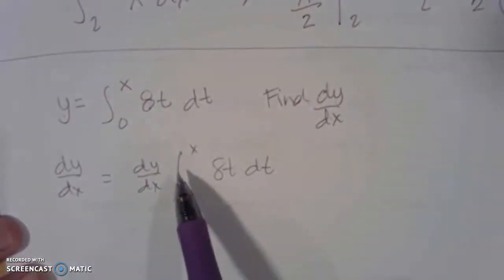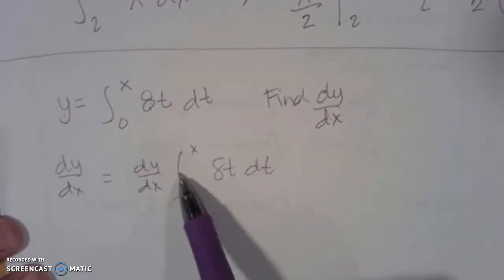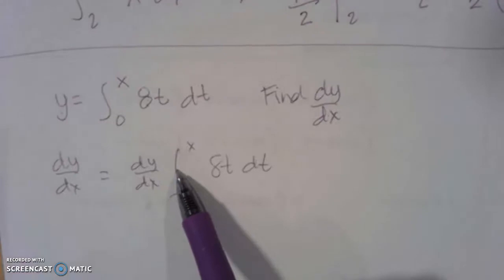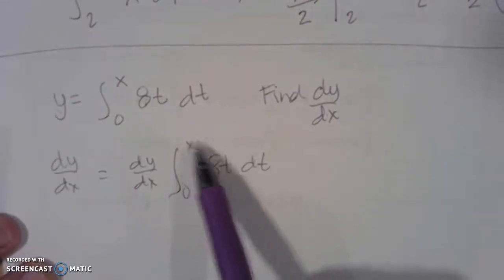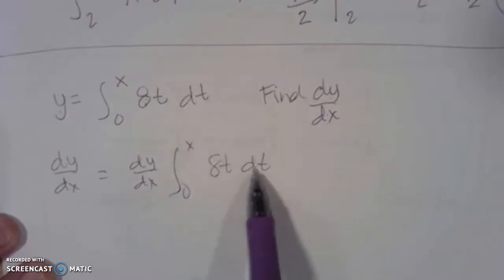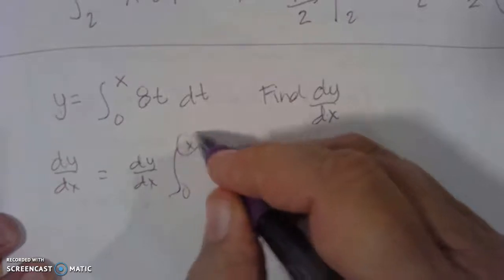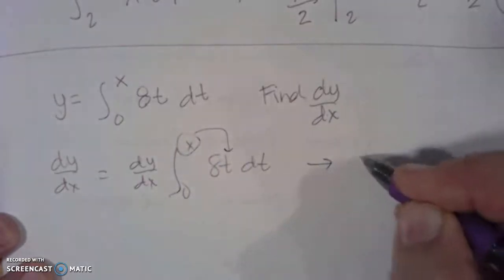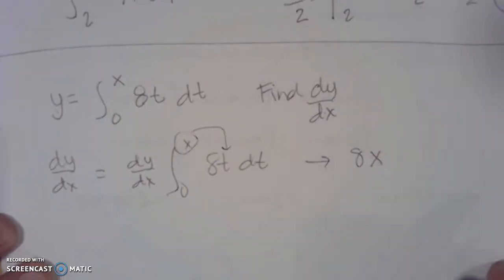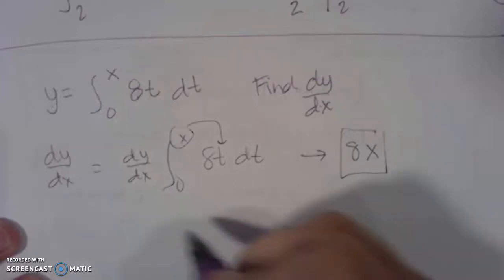So the relationship is basically that the derivative and the integral are going to cancel each other out. And we're actually going to be able to just replace this x, because we want it in terms of x, and this is in terms of t. So basically, all we have to do is take this x and plug it in for t, and our answer is 8 sub x, or 8 times x. Okay?